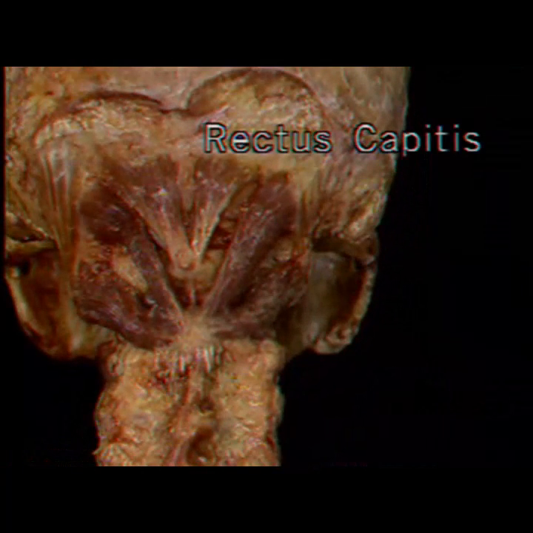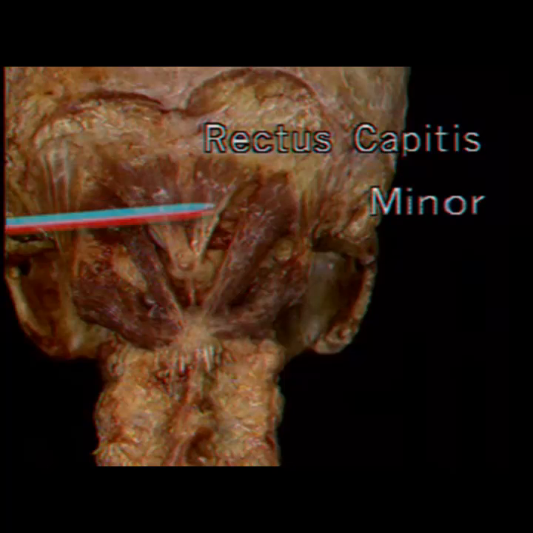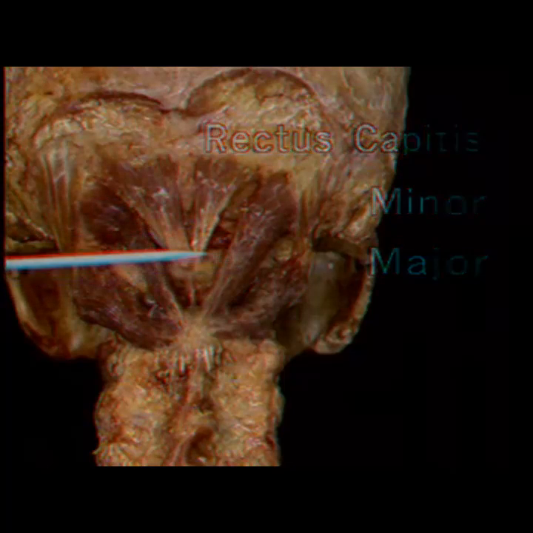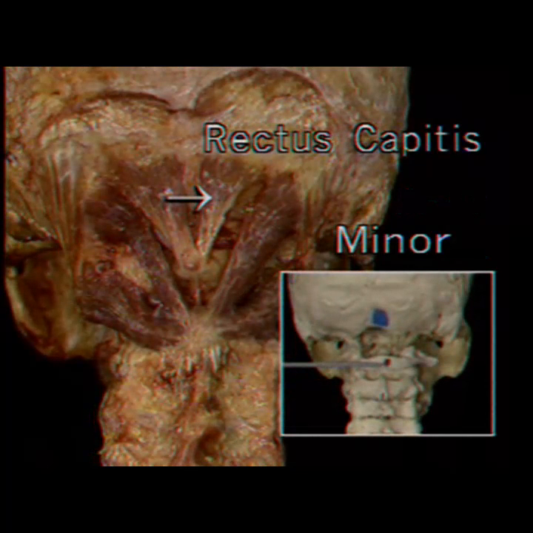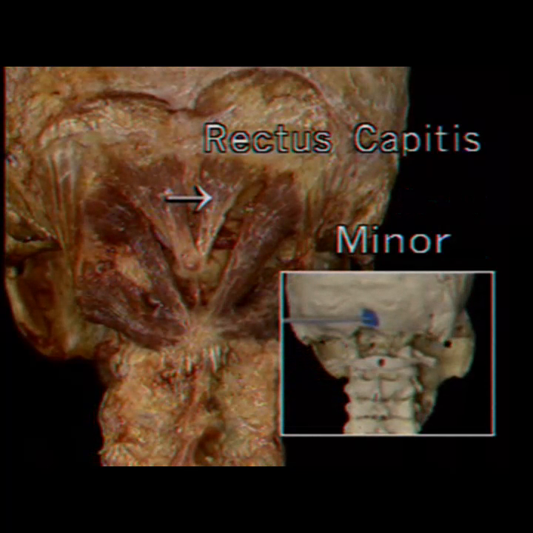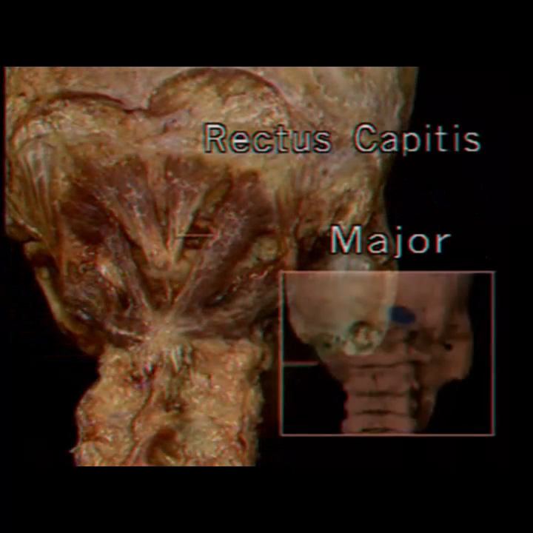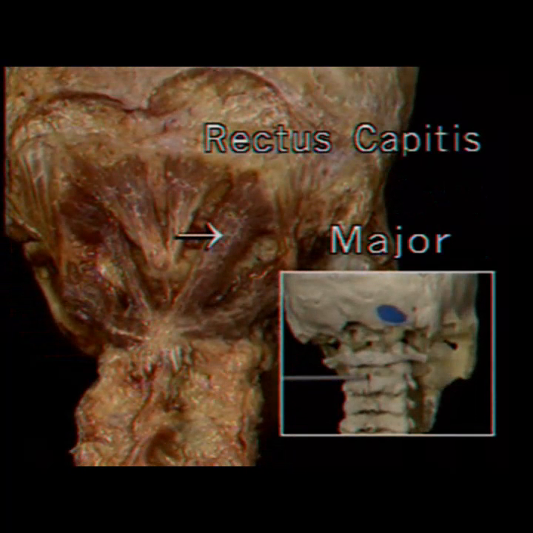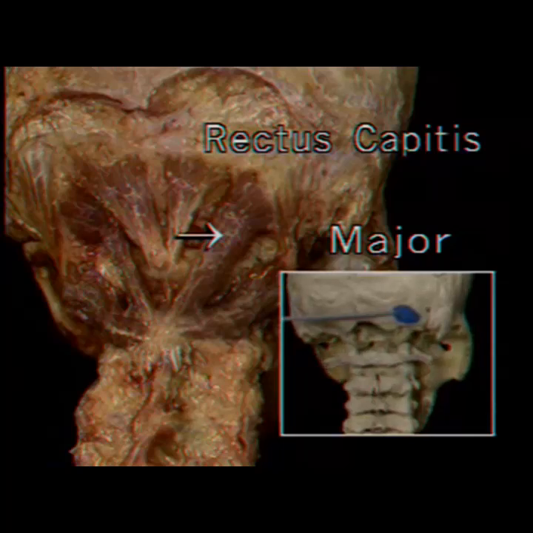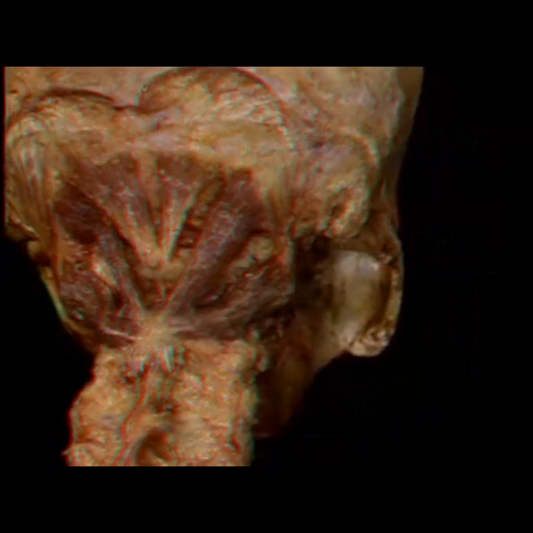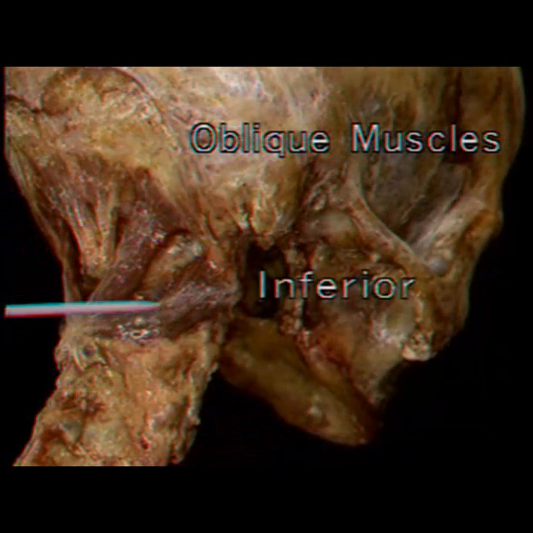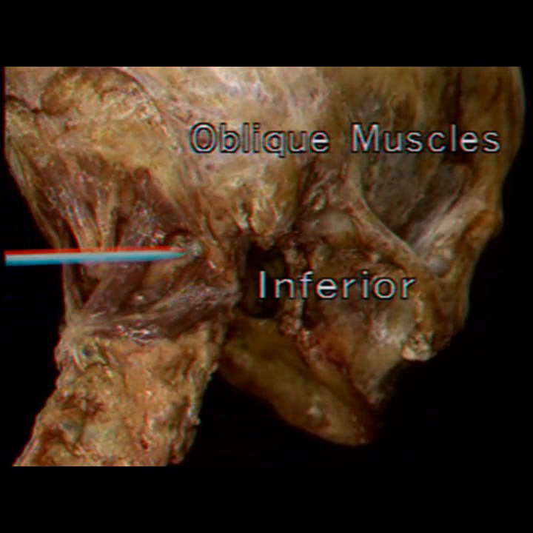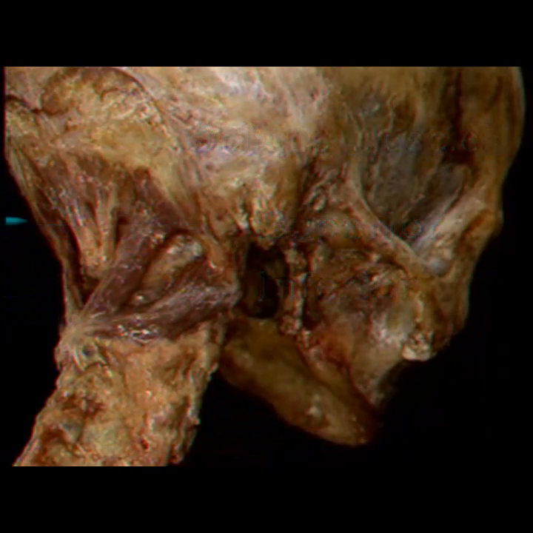Here are the 2 rectus capitis muscles, minor and major. Rectus capitis minor goes from the middle of the posterior arch of the atlas to this area on the occiput. Rectus capitis major goes from the spinous process of the atlas to here on the occiput. Here are the 2 oblique or obliquus capitis muscles, the inferior and the much smaller superior.